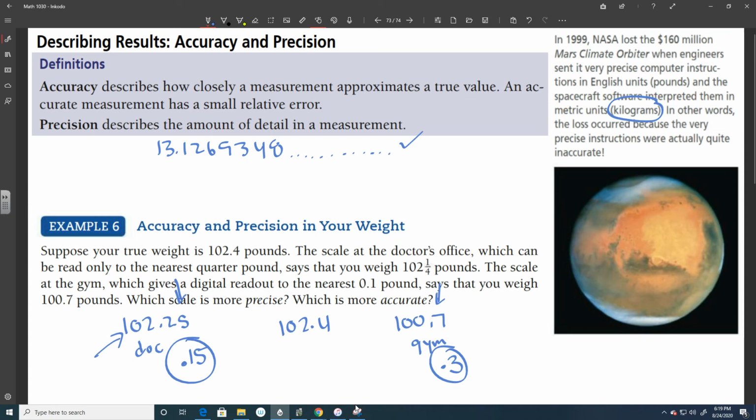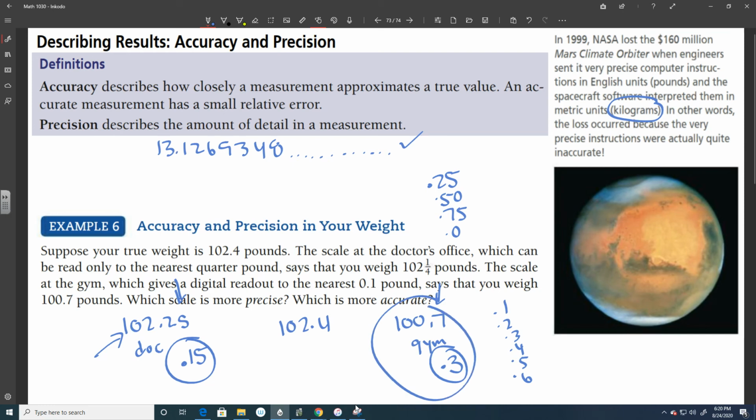So I would actually argue you could almost argue either way for precision. This one is measuring more decimals, but it can only go by jumps of 0.25. So really, you only have 4 possibilities. The gym, you could have 0.1, 0.2, 0.3, 0.4, 0.5, 0.6. So I'm changing my answer.